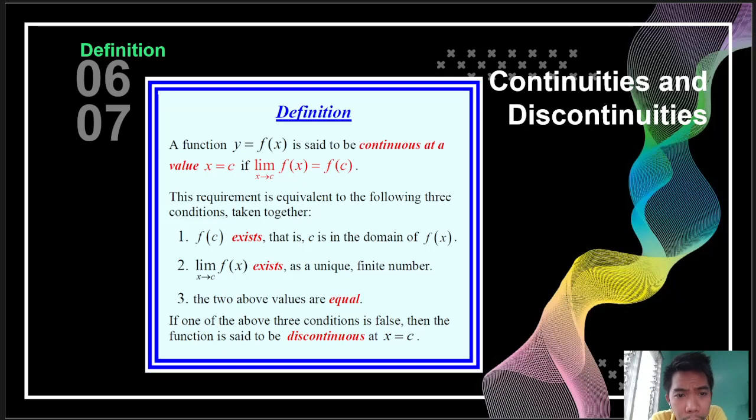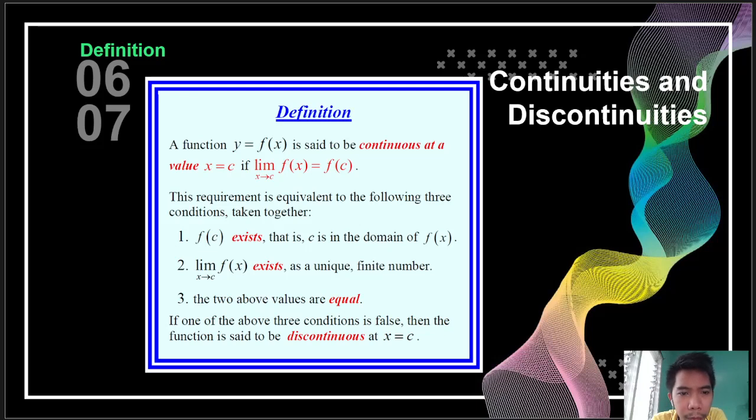Now, a function y is equal to f of x is said to be continuous at a value x is equal to c if the limit of f of x as x approaches c is equal to the evaluation of the function f of c. This requirement is equivalent to the following three conditions taken together. If f of c exists, that is, c is in the domain of f of x, and the limit of f of x as x approaches c exists as a unique finite number, the two above values are equal. Okay?